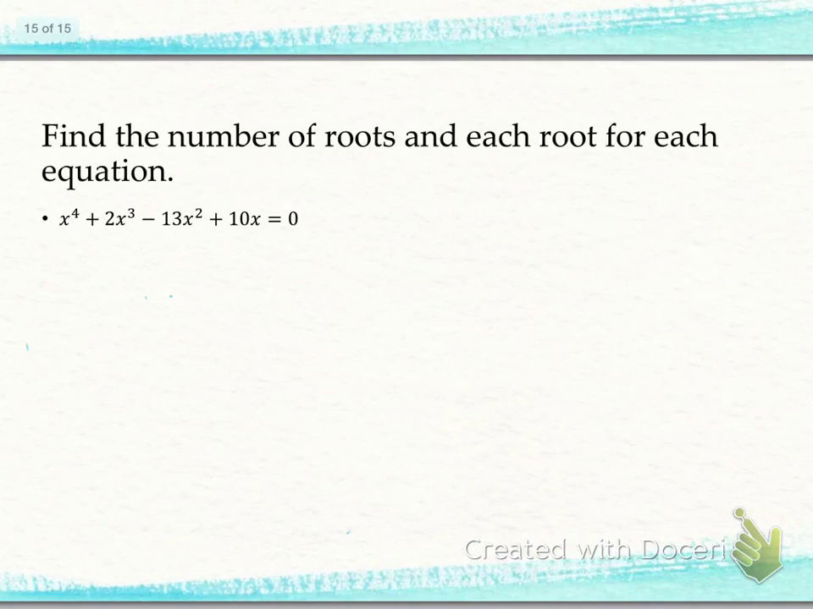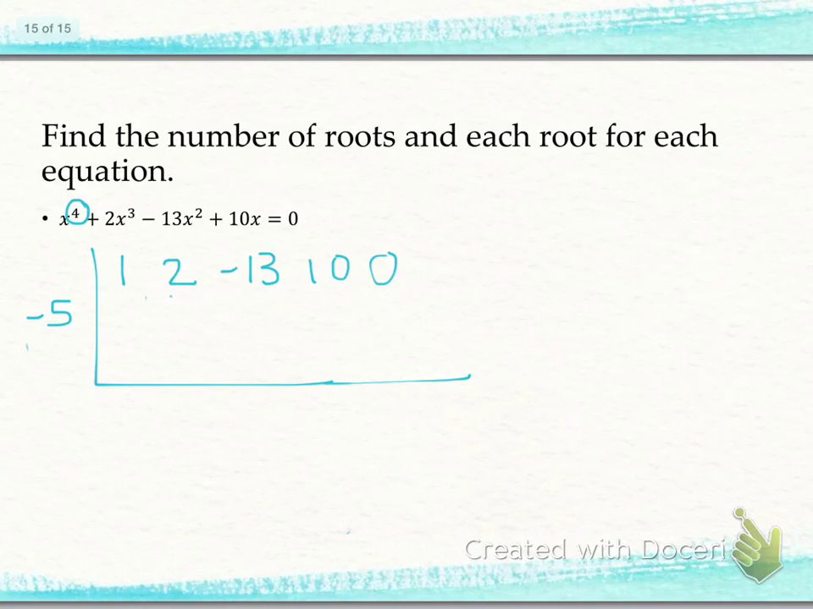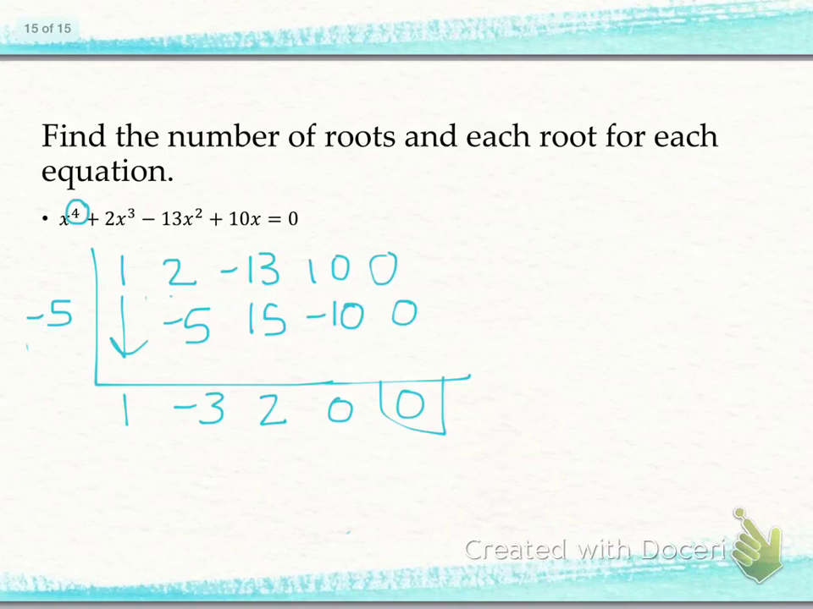Okay, my next one looks like I should get 4 answers this time. So if I were to plug it into my graphing calculator, I could see that negative 5 is crossing the x-axis, so I go from x to the 4th to x cubed to negative x squared to x to no constant, so I need to put a 0 in there. So I'm going to drop my 1, multiply on the outside to get negative 5, add down to get negative 3, multiply on the outside to get 15, add down to get 2, multiply on the outside to get negative 10, add down to get 0, multiply on the outside to get 0, add down to get 0. So I don't have a remainder.